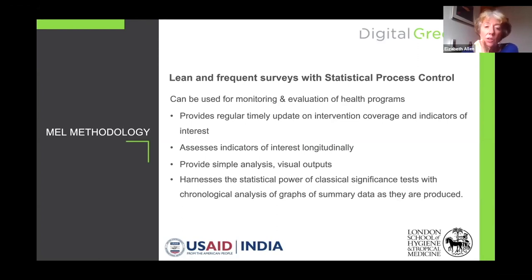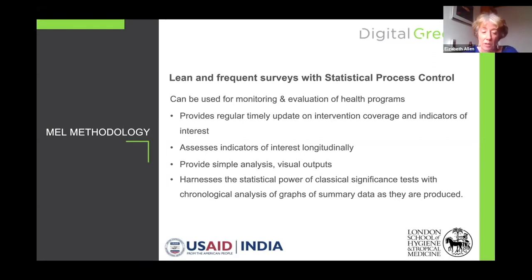Statistical process control is used for the monitoring and evaluation of health programs. Because what it actually does, and we'll show you some pictures in the next few slides, is that you get not just what's going on before and what's going on after, but a regular, timely update on both the indicators that you're interested in, and most particularly intervention coverage, at the same time. This allows us to assess the indicators we are interested in longitudinally. So again, we don't just get a measure at the beginning and a measure at the end, but it also allows us to assess coverage longitudinally.